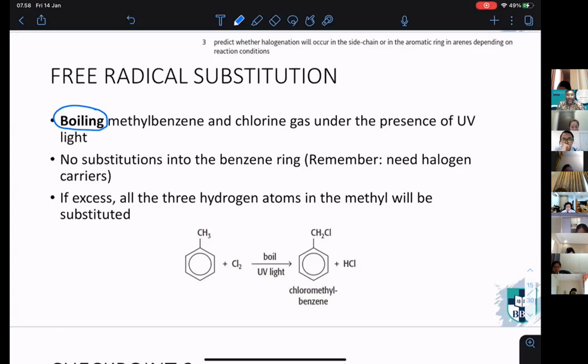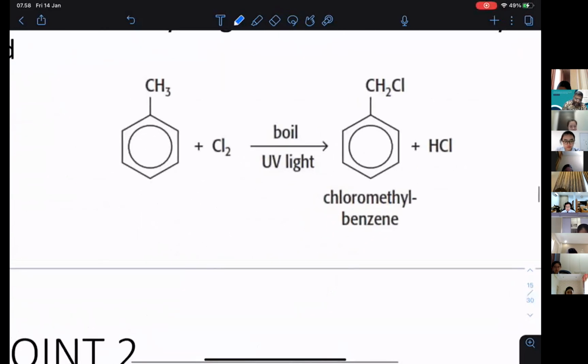They do react with bromine gas, all under the presence of UV light. But do remember, the Cl will not go directly to the benzene ring. Please remember, because in order to go directly to the benzene ring, you need halogen carriers, you need the catalyst. Without that, the Cl cannot go directly over there.